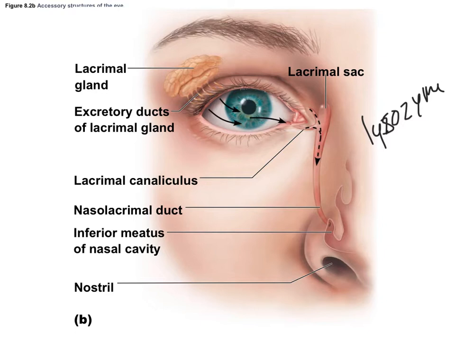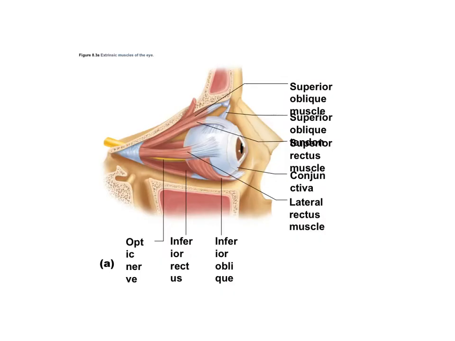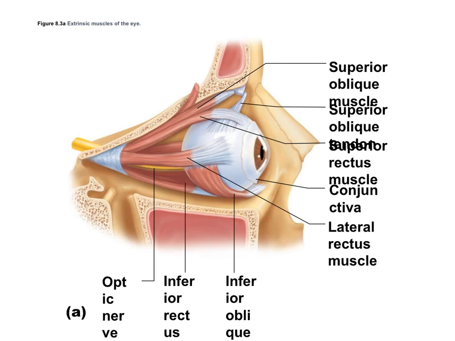So let's talk about a couple of the other accessory structures of the eye, the muscles of the eye. The eye has basically 6 distinct muscles, which you'll see on the slides. You have a superior oblique muscle, which goes along the top, and an inferior oblique, and then a lateral rectus. You have an inferior rectus, a superior rectus, and then on this side a medial rectus muscle.